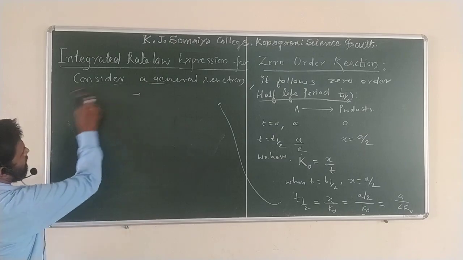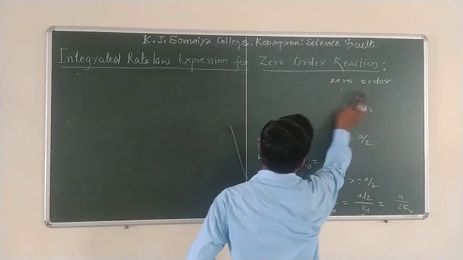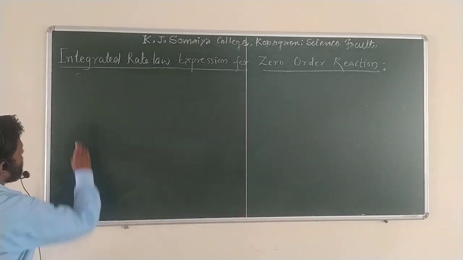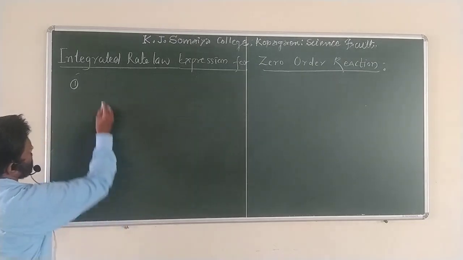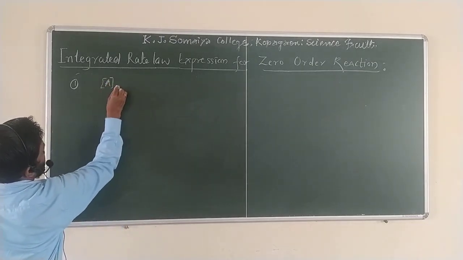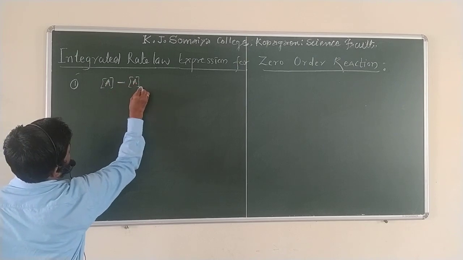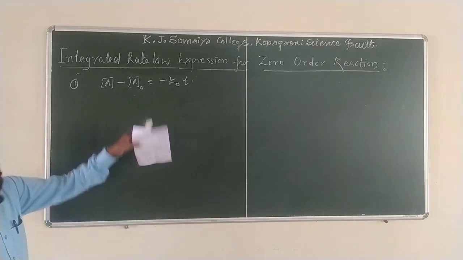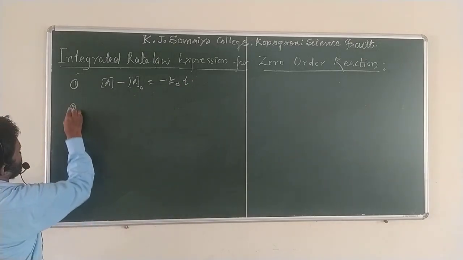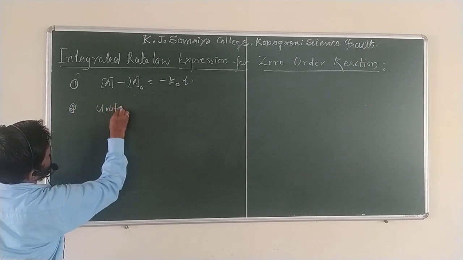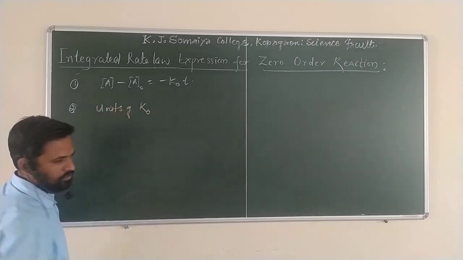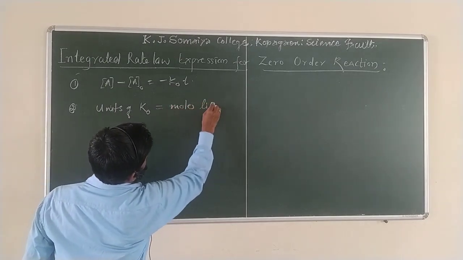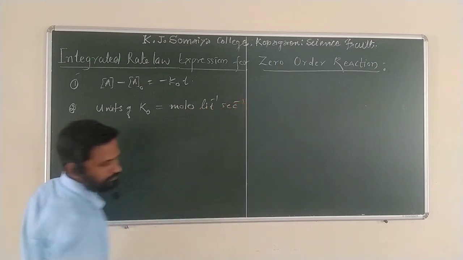Okay. Here I will write what we are seeing. First, we derived the integrated rate law expression: a minus a0 is equal to minus k0t. This is the integrated rate law expression for zero order reaction. Then we saw the units of the rate constant for zero order reaction: moles per liter per second.